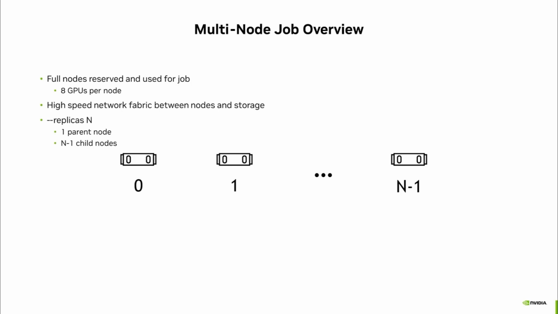The specified command line in the job definition is executed only on the parent node, which is identified by replica ID 0. It is the responsibility of the user to execute commands on child nodes, which can be done with MPI run or BCP run commands. Outside of these factors, running a multi-node job is very similar to running a single node job.